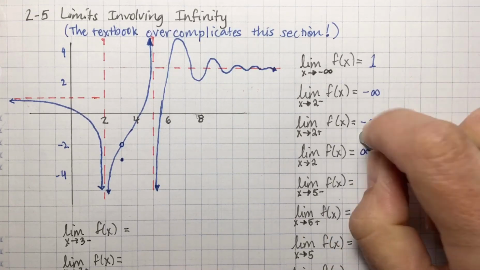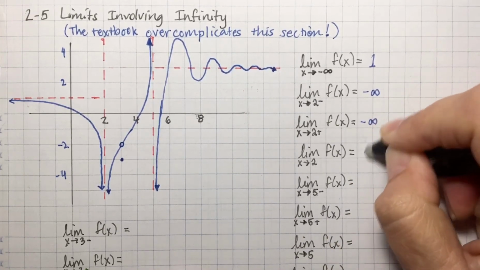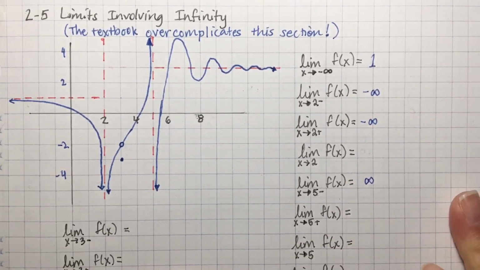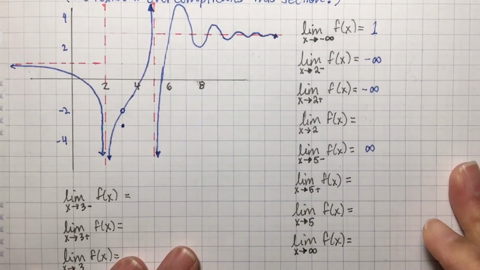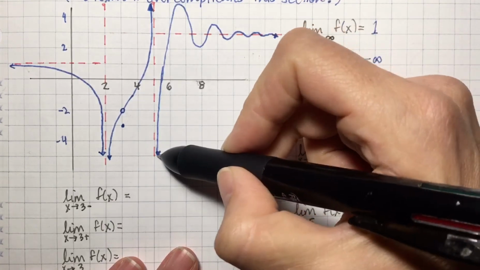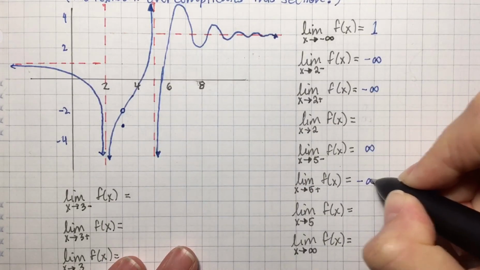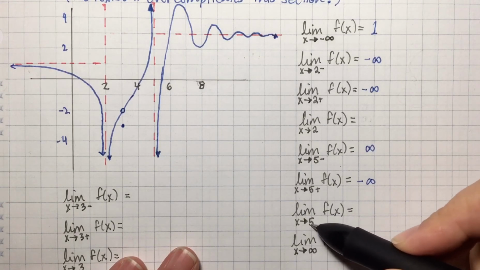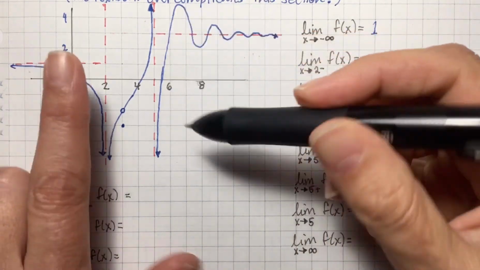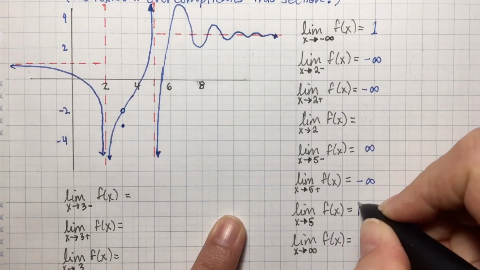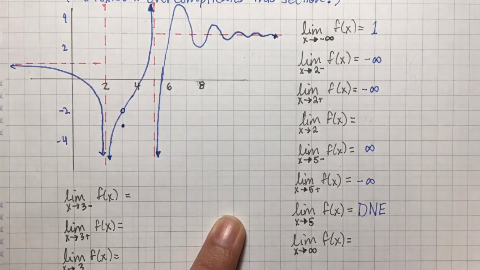Approaching 5 from the right. So we have the x arrow 5 plus. If I approach 5 from the right, I get really big negative numbers. So clearly, looking at x approaching 5 in general, the left and the right are definitely going to two different places. So this limit as x approaches 5 definitely does not exist.